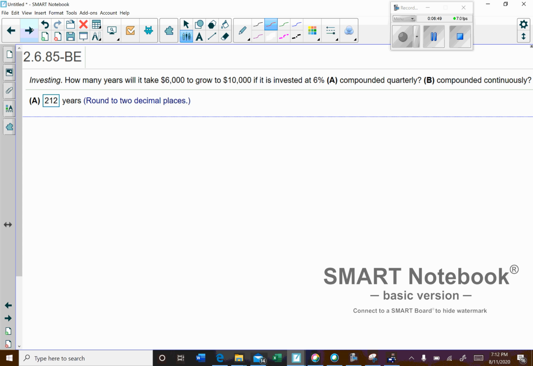If you're not compounding continuously, basically, we're going to have A equals P times 1 plus your rate over the number of times compounded within a year, raised to rate times time. So that's the formula that we'll use for part A.